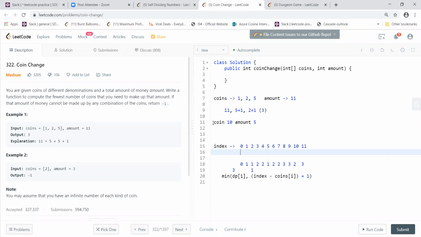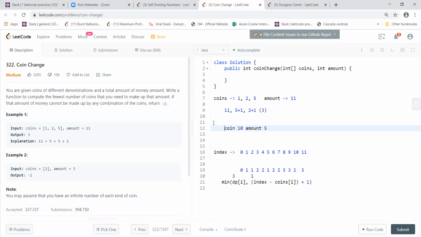Now in this one, the coin 10 and amount 5, if we take this example, the amount is 5, so our array size will be only this much, right? If I start comparing, the amount is always lesser than the coin denomination. So I will have to return -1 because I am not able to do anything in this case.